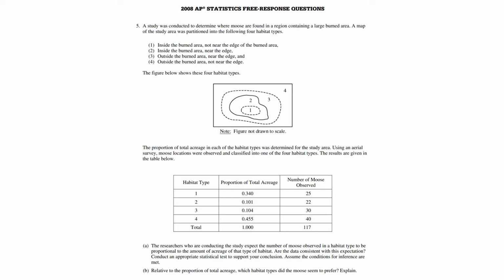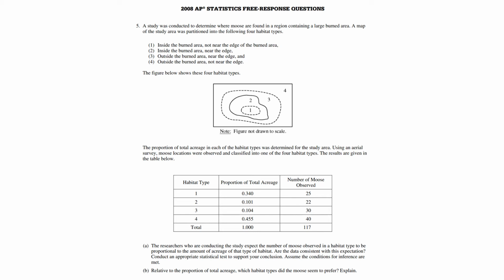The proportion of total acreage in each of the habitat types was determined for the study area. Using an aerial survey, moose locations were observed and classified into one of the 4 habitat types. The results are given in the table below.